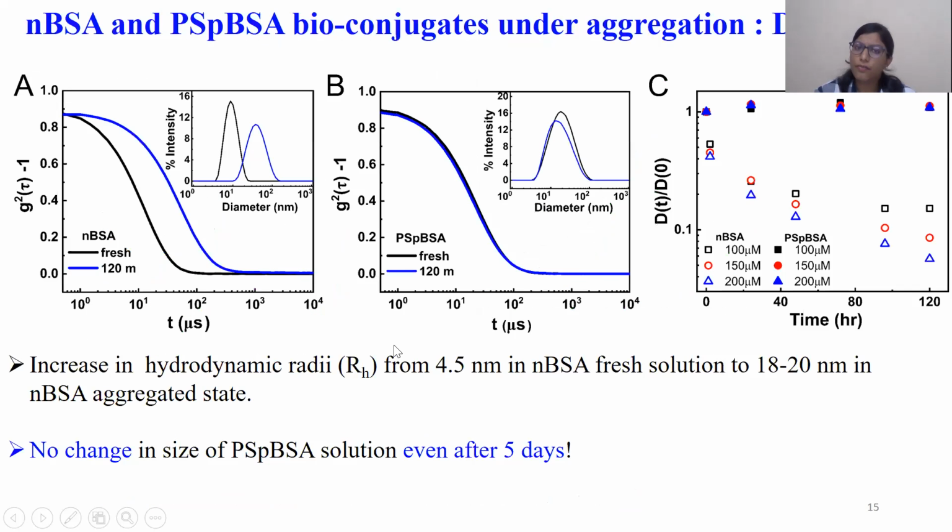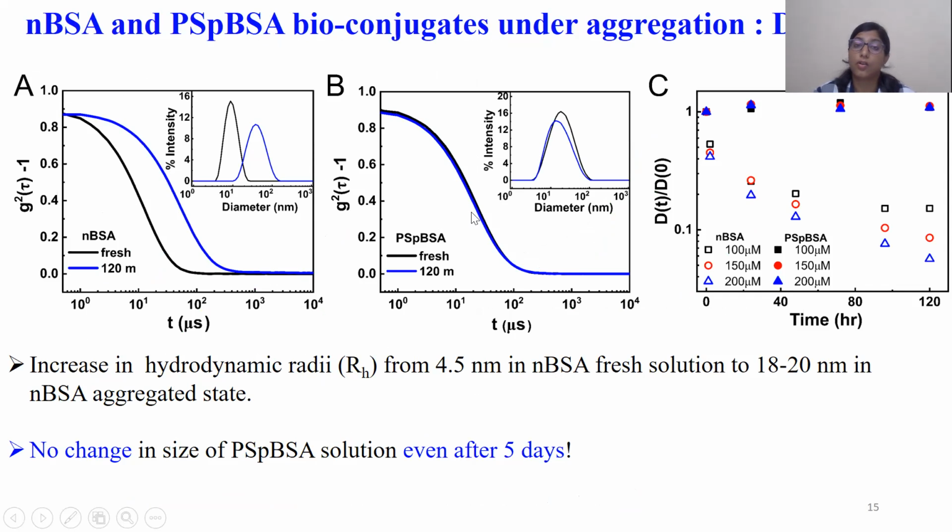Just to confirm our thioflavin fluorescence data and also TEM data, we have also performed detailed dynamic light scattering experiments. If we look at the left panel, our dynamic light scattering experiments with the native BSA solution found that there is an increase in hydrodynamic radii from 4.5 nanometer in native BSA fresh solution to 18 to 20 nanometer in native BSA aggregated state.